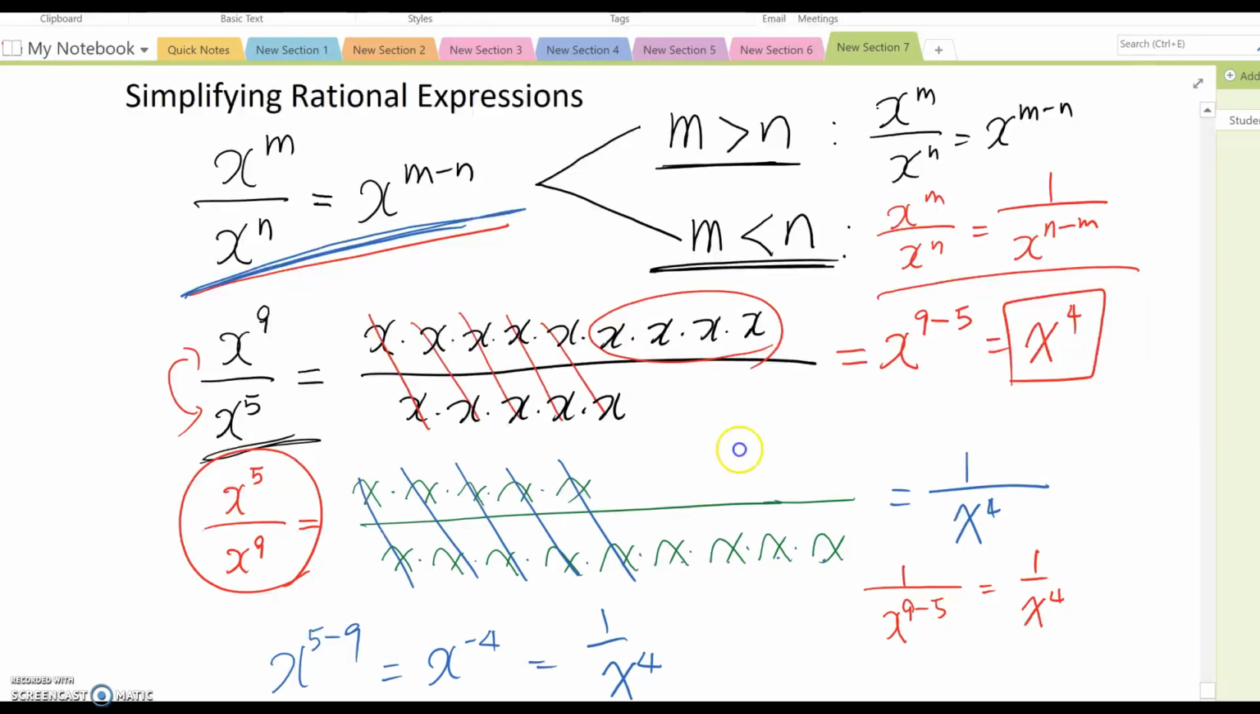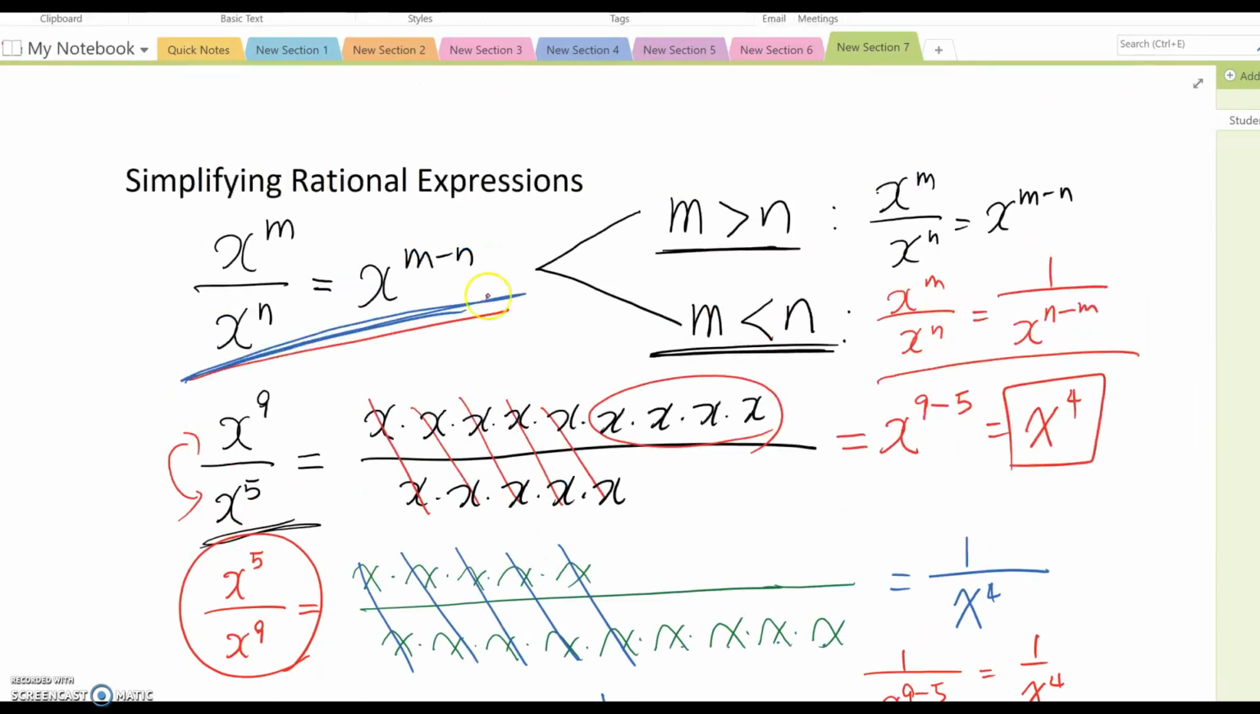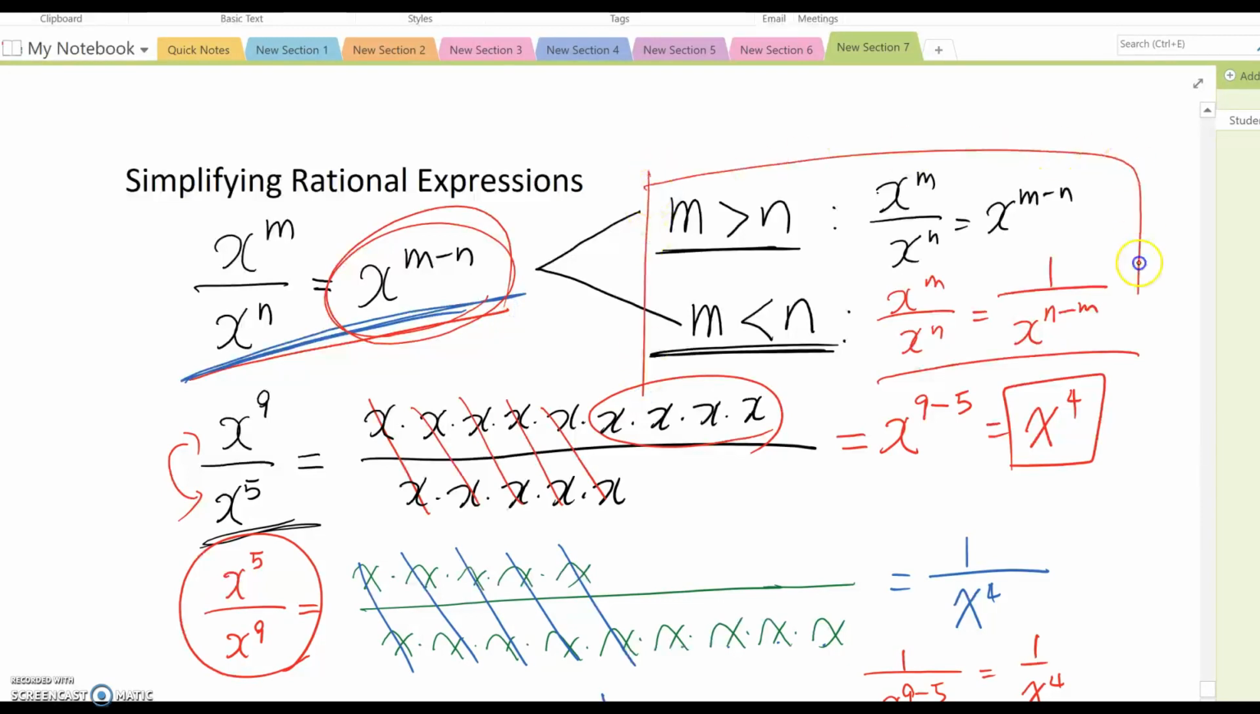Of course you can always apply only the first property, but sometimes we better make this kind of shortcut so that we can process simplifying rational expressions a little quicker and easier too. Okay.